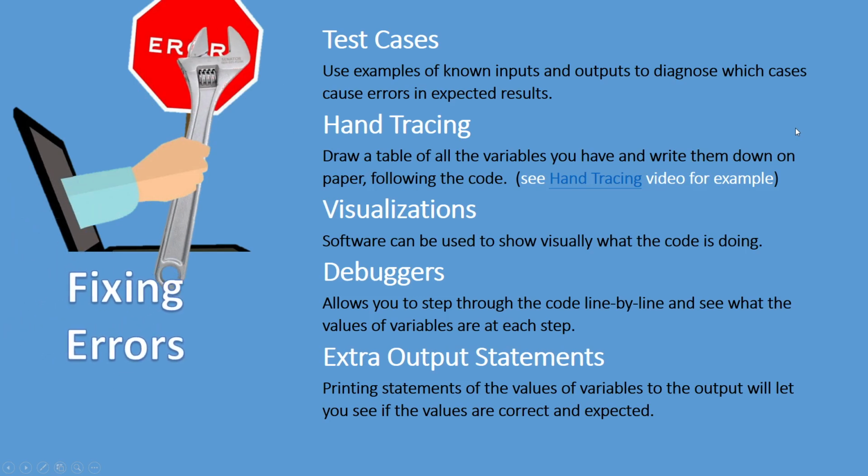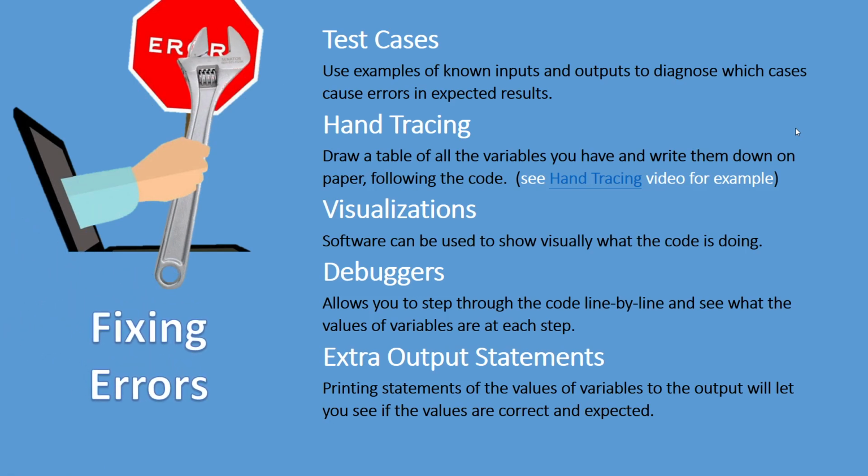All right. How do we fix these errors? Well, we use test cases where we use known inputs and outputs to see which inputs cause which errors in the output. We could do hand tracing where we use a table of all the variables and then follow the code through, like writing down the variables at each stage. We could use some software that would show us, visualize, what we're doing.